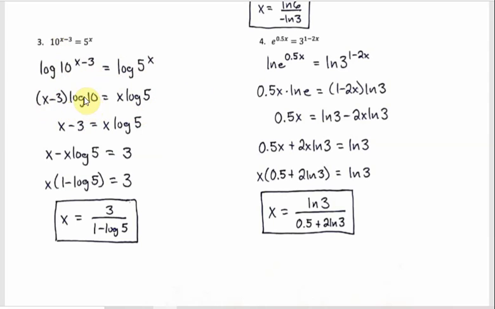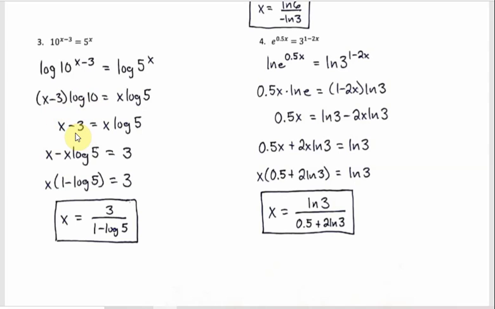Because the log of 10 is the number that you would have to raise 10 to in order to get 10. You go, well, 10 to the first power is 10, so it's 1. Yeah, this is 1. And that's why it's not here in this line down here. Because really, this is x minus 3 times 1, so it's just x minus 3.